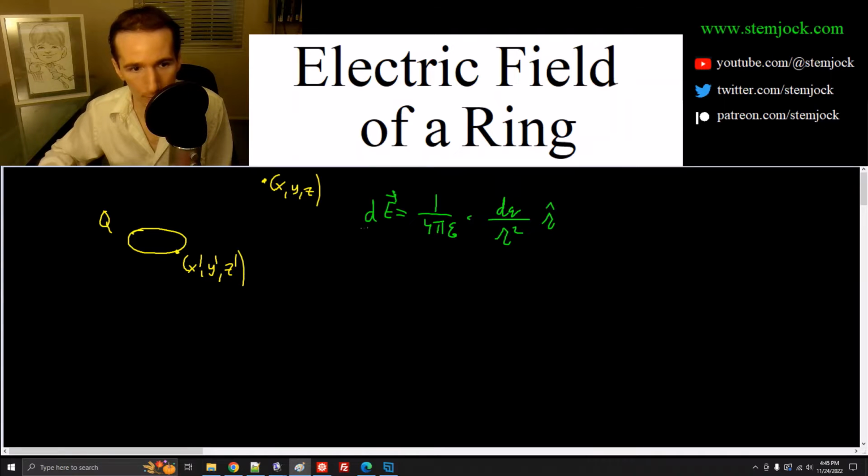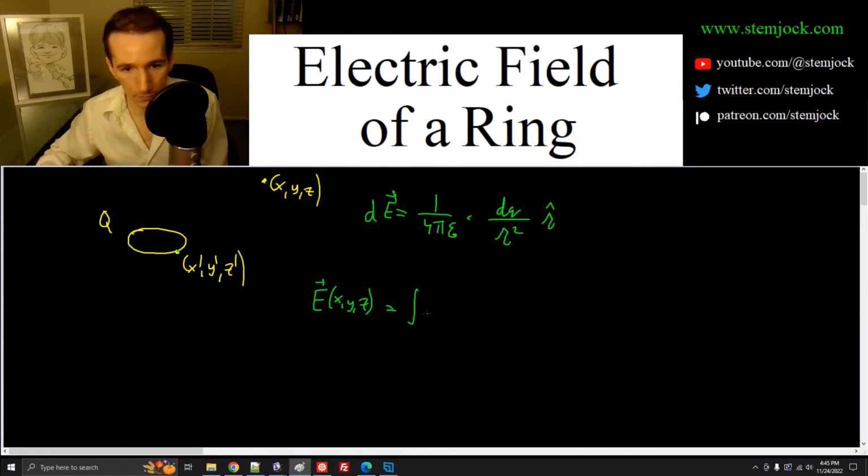Now, the script r here is the distance between the 2 points, and r hat is the unit vector in the direction from x prime, y prime, z prime to xyz. And in order to get the total electric field at xyz, what we do is we integrate over the entire ring here. So this is going to be the integral of dE, and if I bring the constant in front, that's going to be 1 over 4 pi epsilon 0 times the integral of dq over r squared r hat.